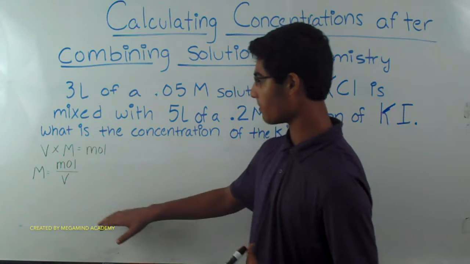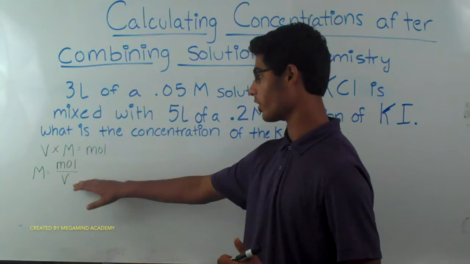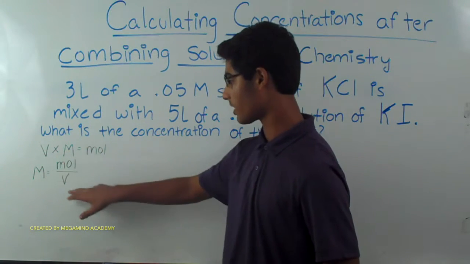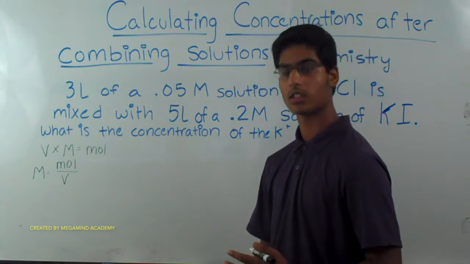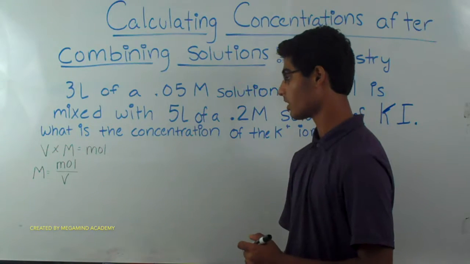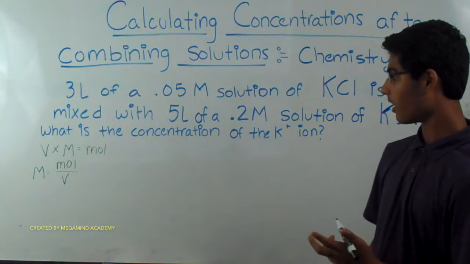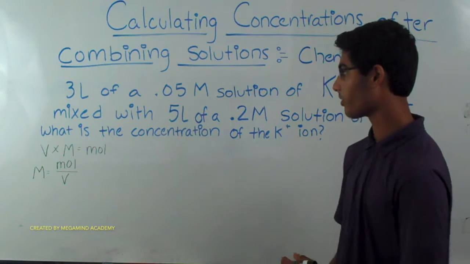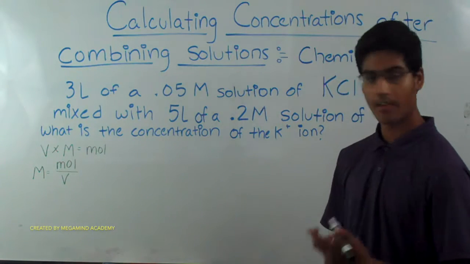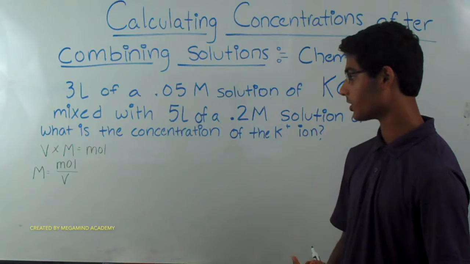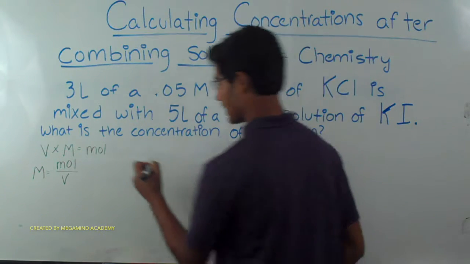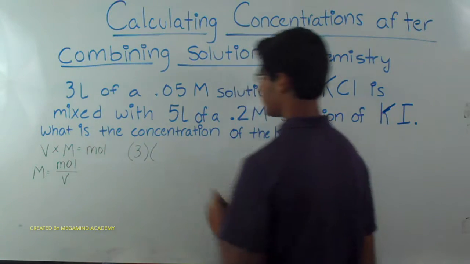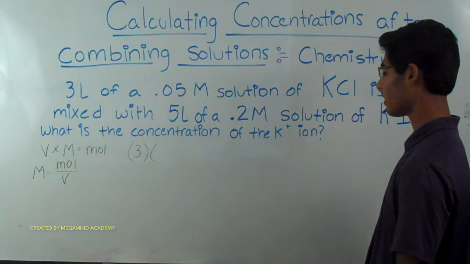So they should both be liters or both be centimeters cubed or something like that. Essentially, this is just volume times moles over volume is equal to moles. The two volumes cancel out and we're left with moles equal to moles. So let's start off by using this formula. For this first solution, we have 3 liters of a 0.05 molar solution of KCl.